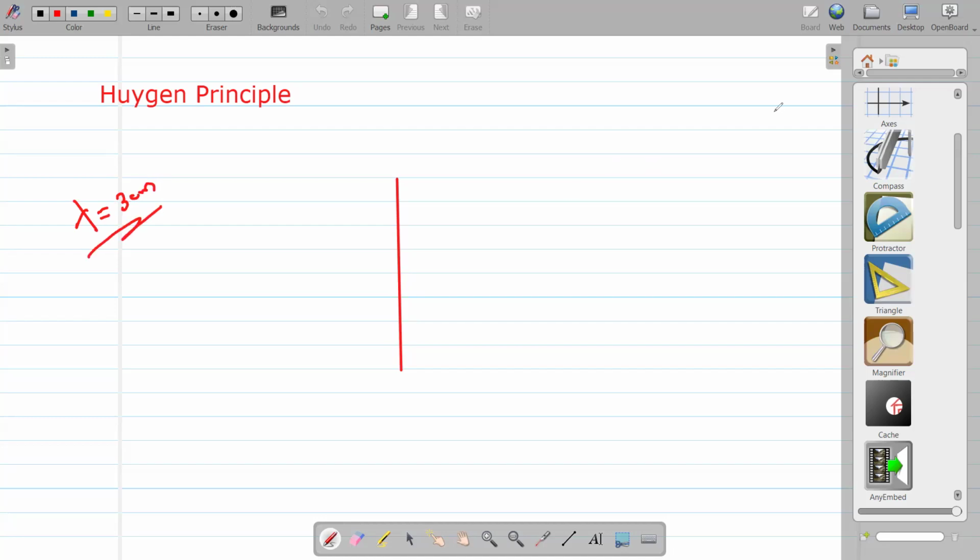So what we do in the Huygens principle, we use a compass. We place the needle of the compass and open the compass up to the length of the wavelength. For example, if the wavelength is 3 centimeter, I'll open 3 centimeter. If the wavelength is 2 centimeter, I will open 2 centimeter. Let's take the wavelength as 5 centimeter, so instead of 3, we have 5 centimeter. Now what we will do, we'll draw an arc. We place it on the given wavefront, and we will draw an arc.